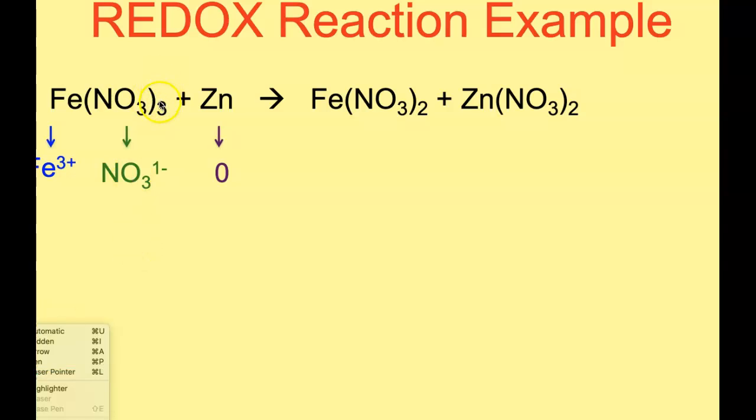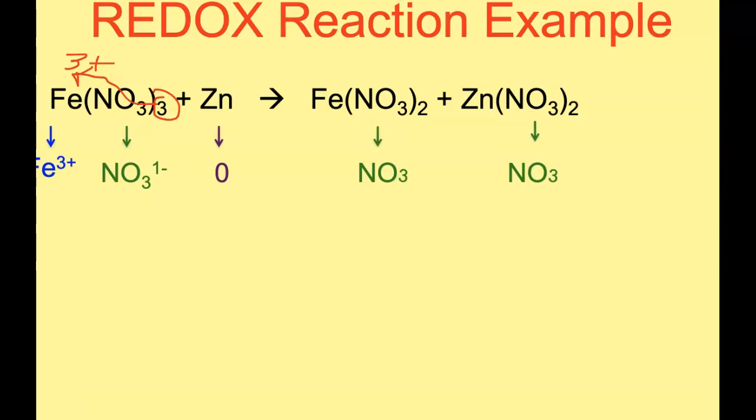The other way I could have done that is I could have looked at this 3 here. Obviously, it had to have come from iron, so it's got to be a 3+. So that would have been another way that I could have taken a look at that. So now let me look at my products. NO3, of course, nitrate is a -1 charge. Fe then had to be a 2+.